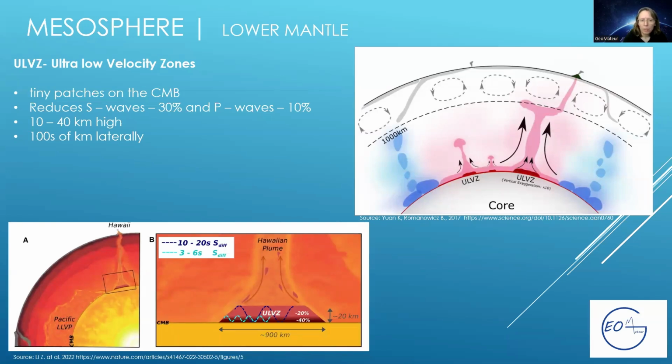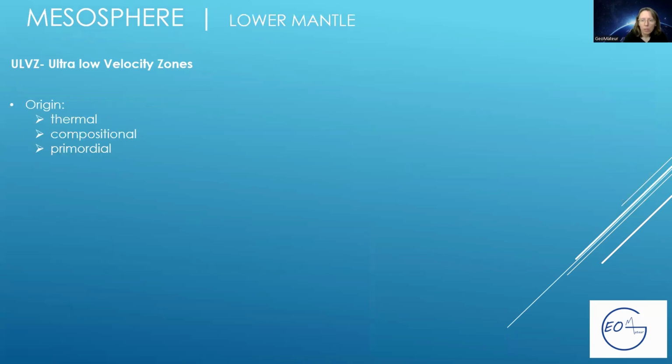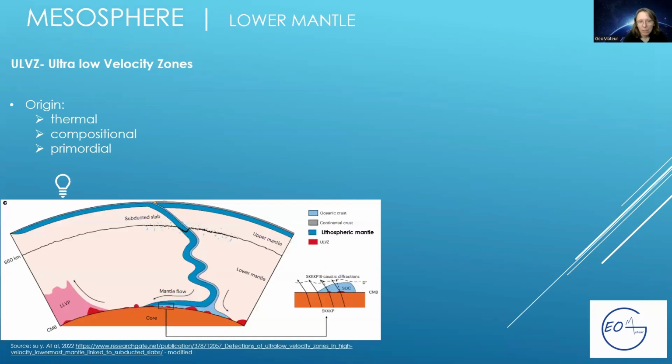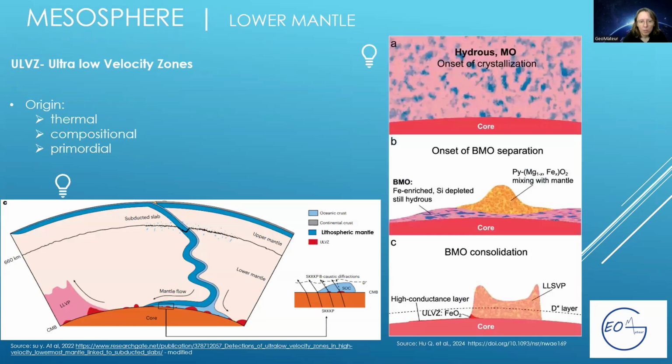There are many theories of the origin of ultra-low velocity zones. There are thermal, compositional, or primordial. Primordial: a recent study suggests that variation in the Earth's core mantle boundary might come from a water-rich magma ocean at the very beginning of Earth's existence.